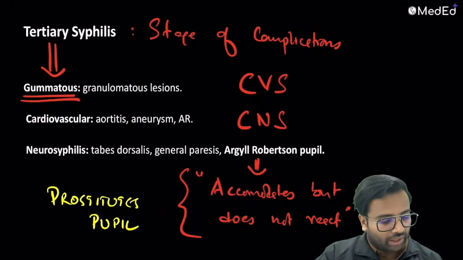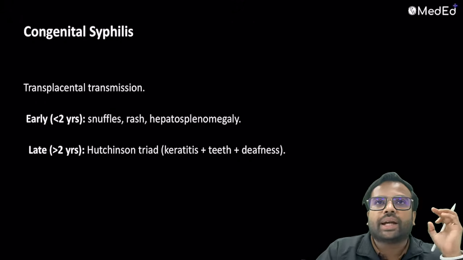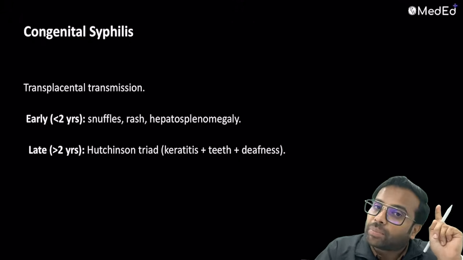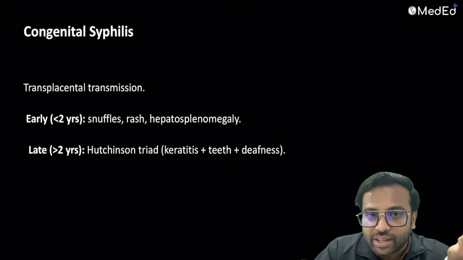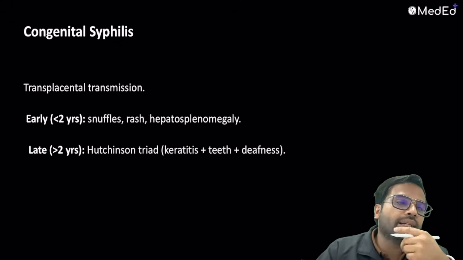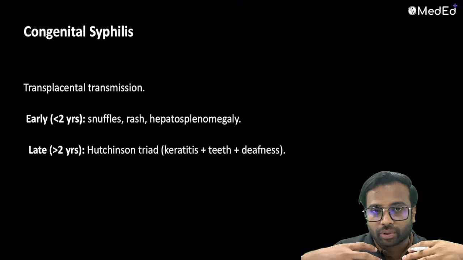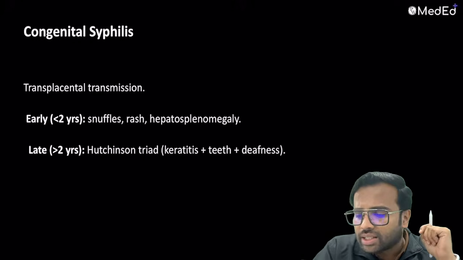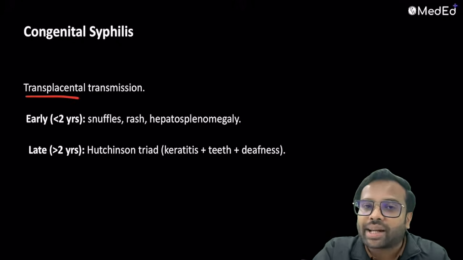Okay? And now let's see what happens in congenital syphilis. Let us imagine that there was a patient who was positive for syphilis and the patient was not treated on time. If she is going to conceive, then while she conceives, there is a chance that she can pass on this infection from her to the baby. This is called a congenital syphilis. So this congenital syphilis, it usually happens because of a transplacental transmission.